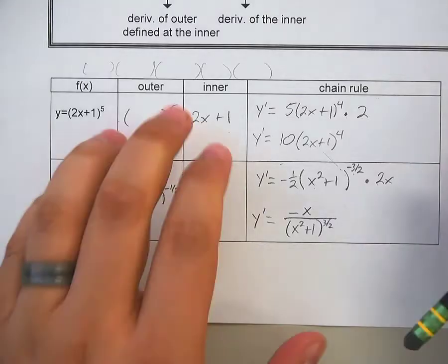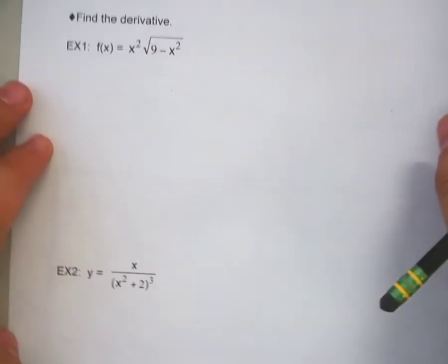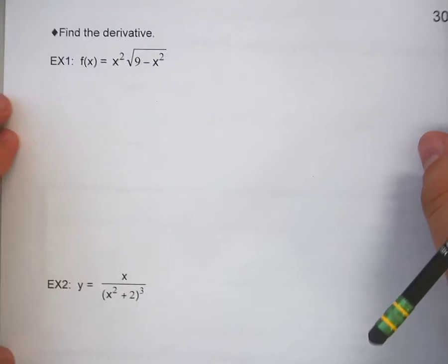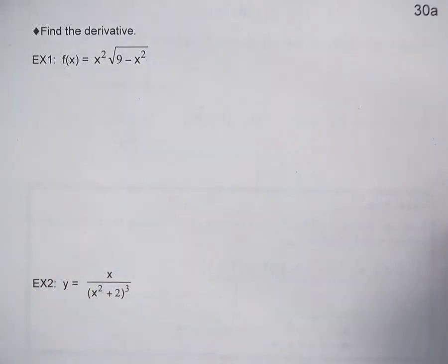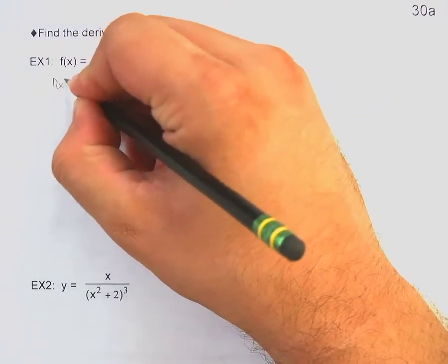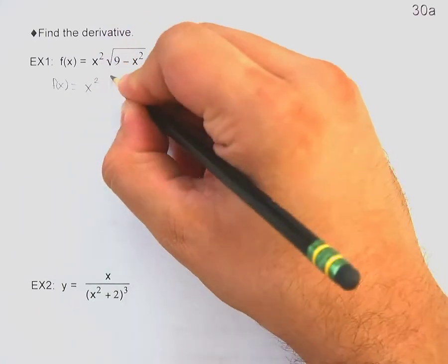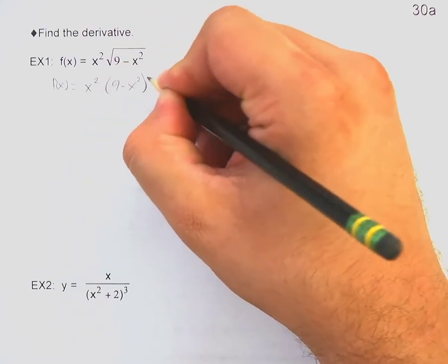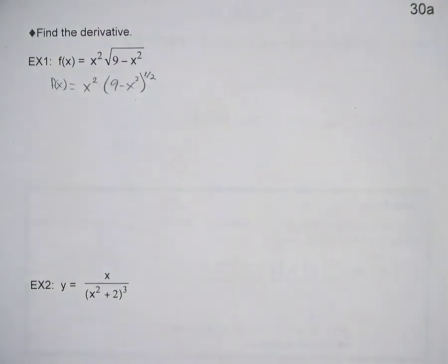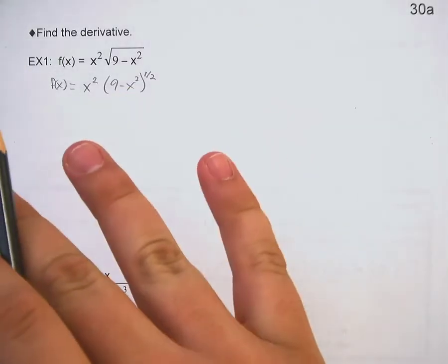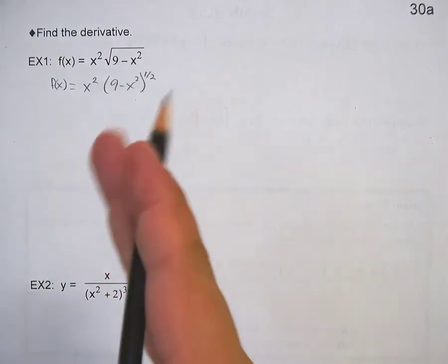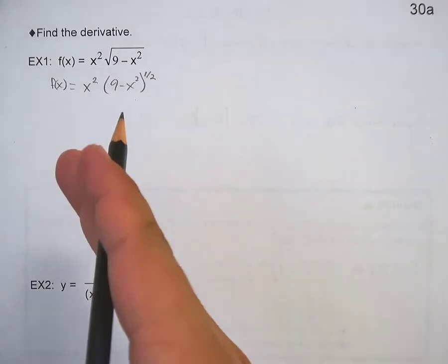Let's go to the back and let's try some here. Now, if things weren't complicated enough. Example 1. First thing I would do on this is change your square root. Let's change that to f of x is x squared times 9 minus x squared to the 1/2 power. Okay. Now this is where derivatives get slightly discombobulated. So I want to make sure that we go slow and that we stay on point with this.